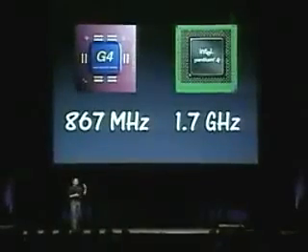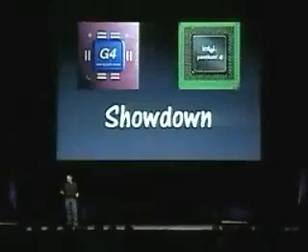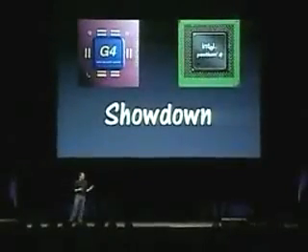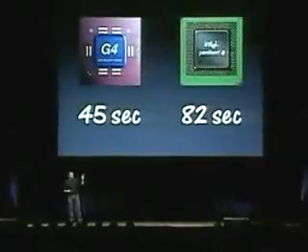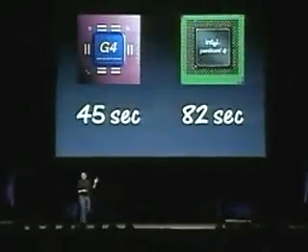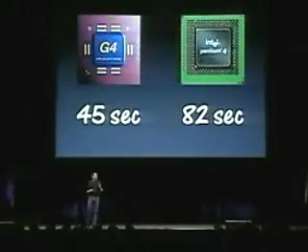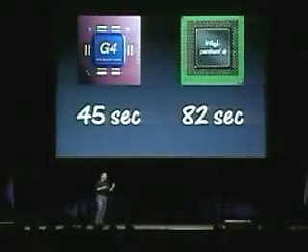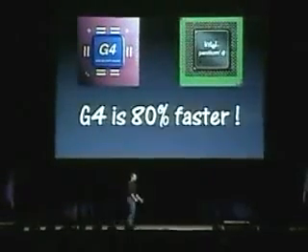So, in our showdown, we've got an 867 megahertz G4 against a 1.7 gigahertz Pentium 4. And in the showdown, the G4 completed the task in 45 seconds. The Pentium 4 took 82 seconds for the same exact task. That means the G4 at this task is 80% faster than a 1.7 gigahertz Pentium.